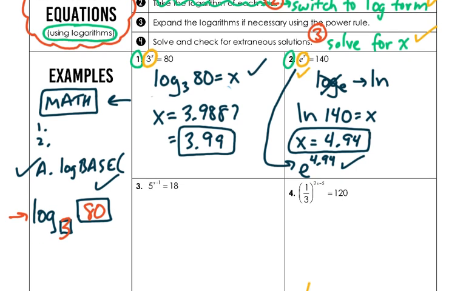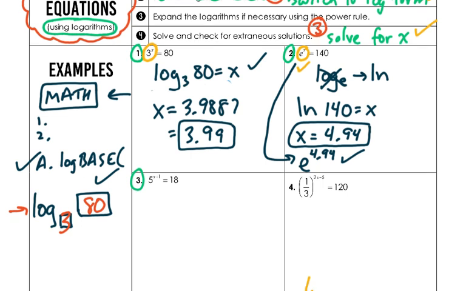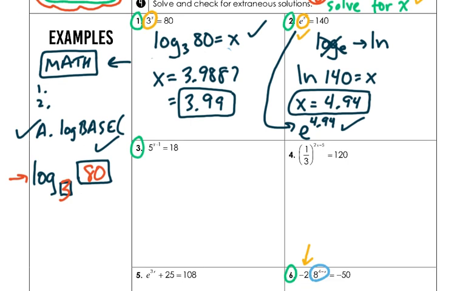All right, let's get a little bit tougher. How about number 3? If you're feeling comfortable and you want to pause the video and try it on your own, then come back, go for it. All right, the base here is 5, and the 5 to the x plus 1 is all by itself. I know there's an x plus 1 exponent. That looks a little weird, but the term in yellow here is by itself, so we're ready for log form. Here we go. Log base 5 of 18 equals, and the x is free.